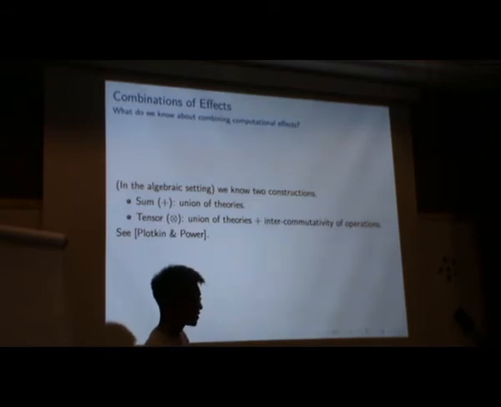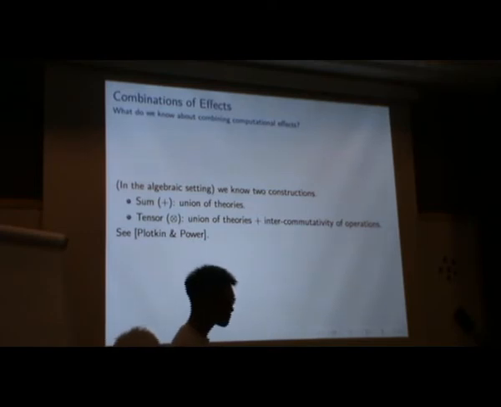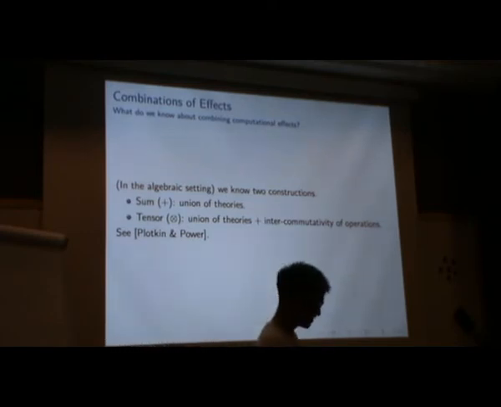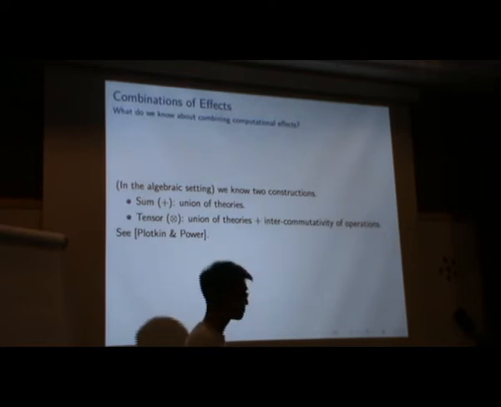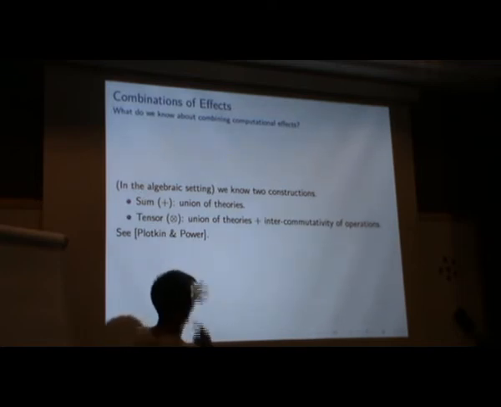So I'm going to do massive injustice to that paper by summarising it in 2 bullet points. I'll do a bit more later. So effectively, we know about 2 constructions when we're talking about combining effects in the algebraic setting. So there's a sum construction. These are, by the way, constructions on Lawvere theories, which we've already heard about.